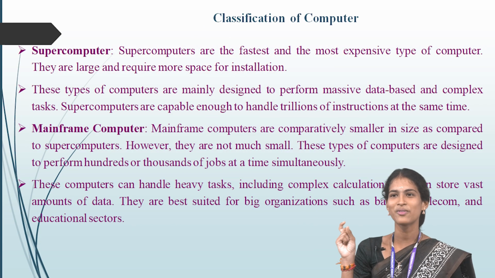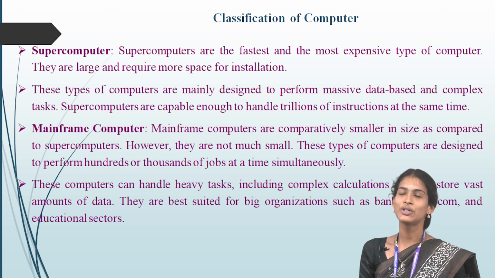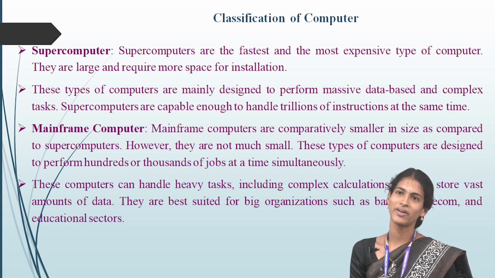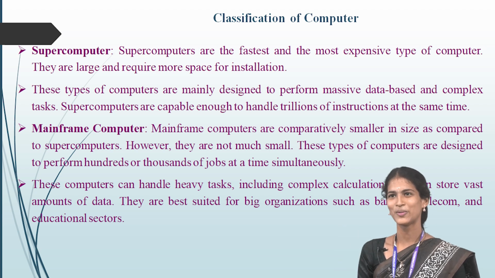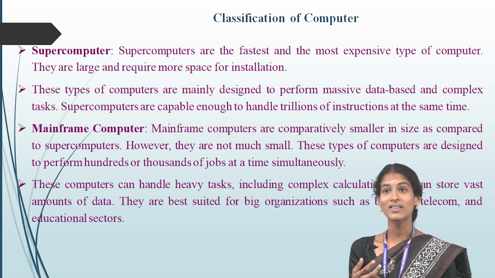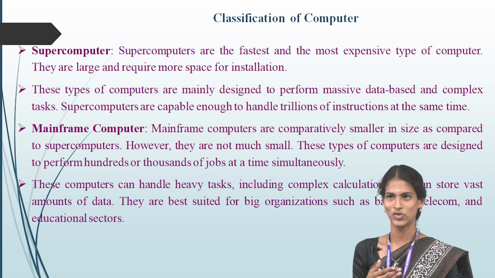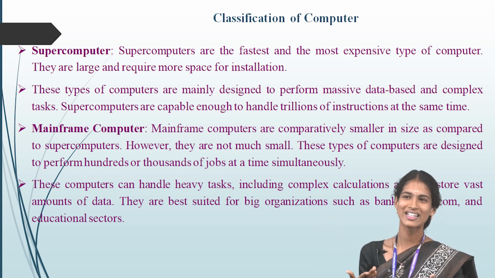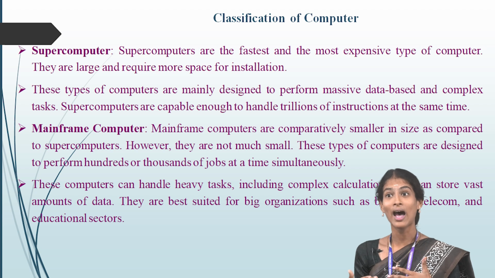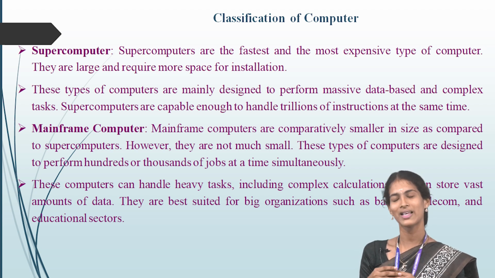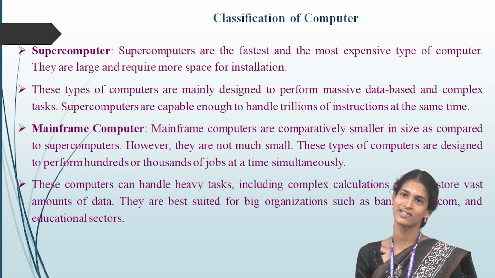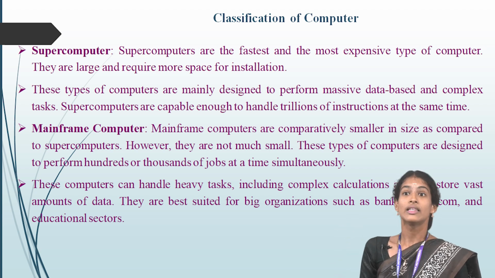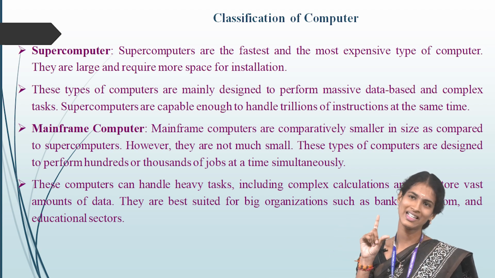The next, classifications of computers. According to physical size, the computers are classified into the following types. The first, supercomputer. Supercomputers are the fastest and the most expensive type of computer. They are large and require more space for installation. These types of computers are mainly designed to perform massive data-based and complex tasks. Supercomputers are capable enough to handle trillions of instructions at the same time.